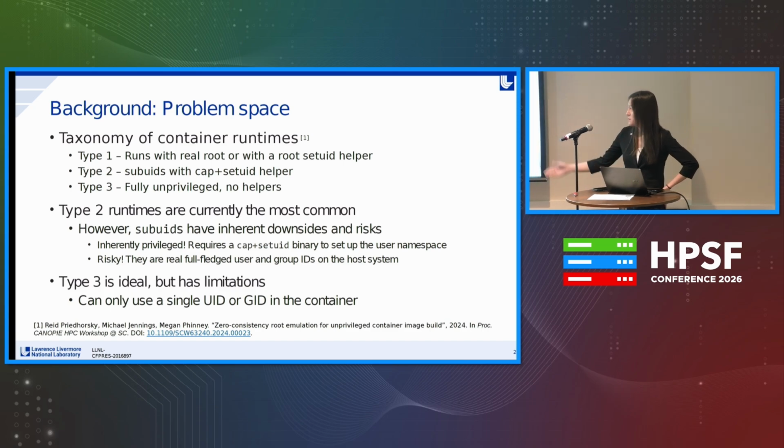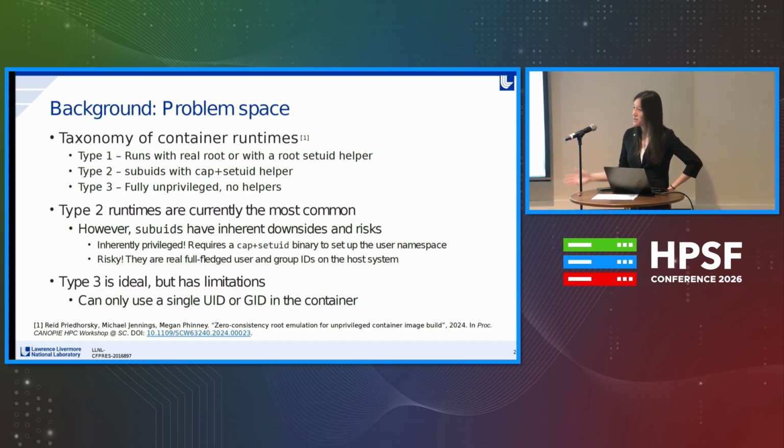The Charliecloud developers have proposed a three-tiered taxonomy of container runtimes, with type 1 being the most privileged, and type 3 being the least privileged. The main way that these differ is that type 1 is essentially, if you are root in your container, then you are actually root. So this is typically how things like Docker work, and that's problematic for reasons I'm sure you can guess on HPC and shared tenancy systems.